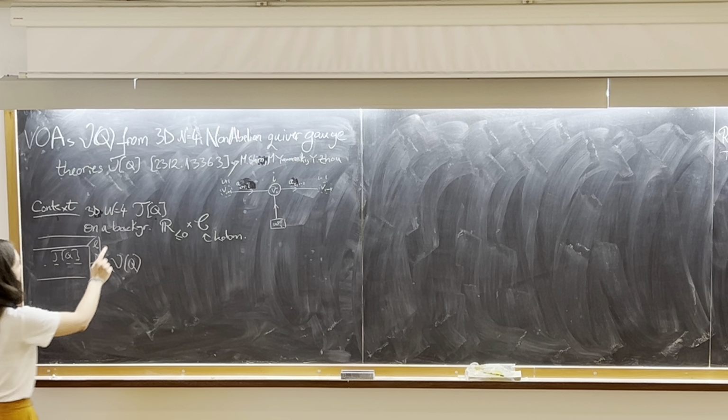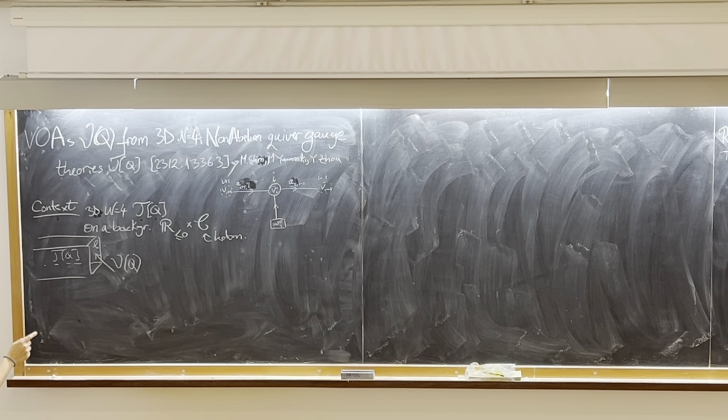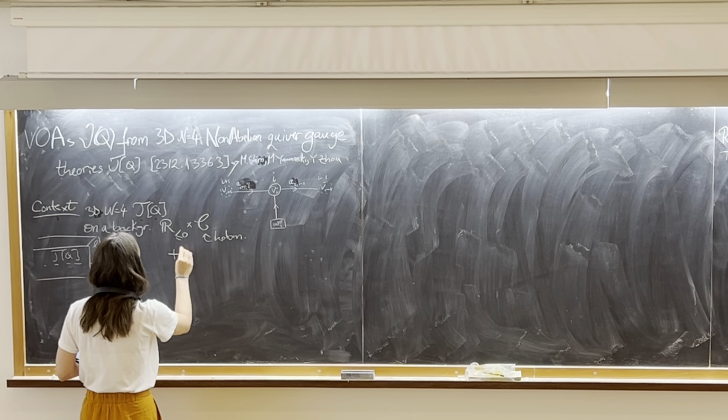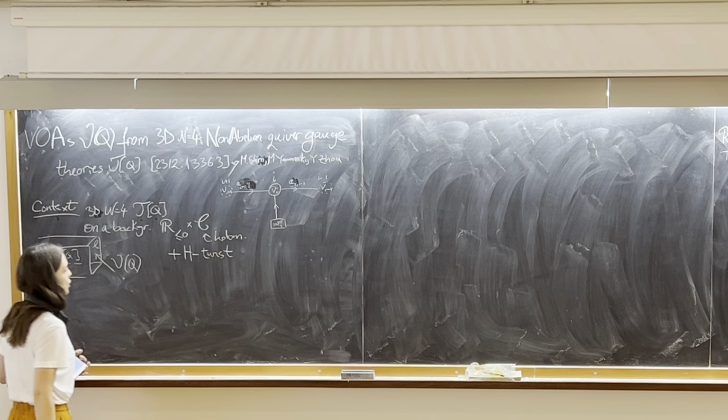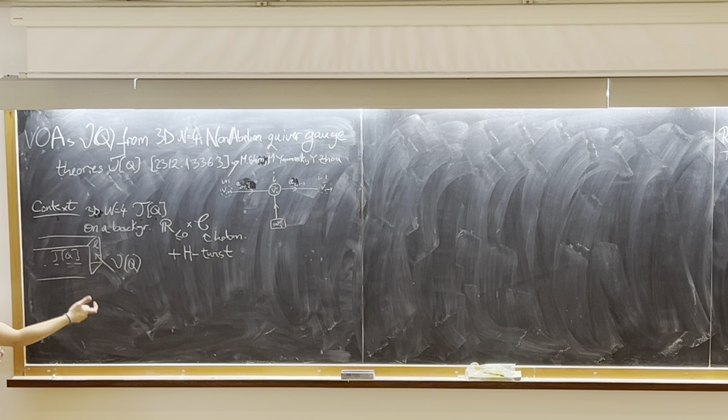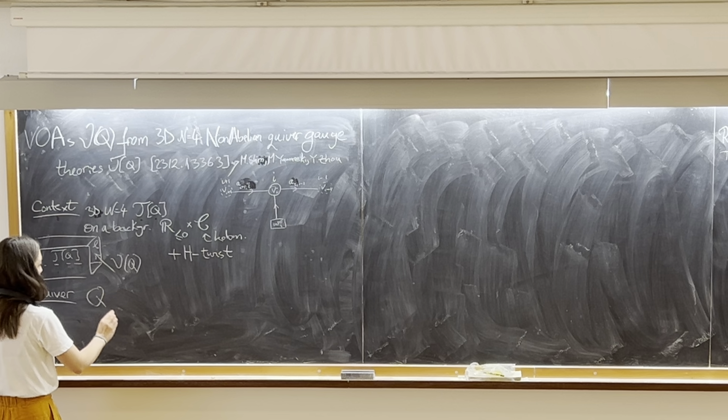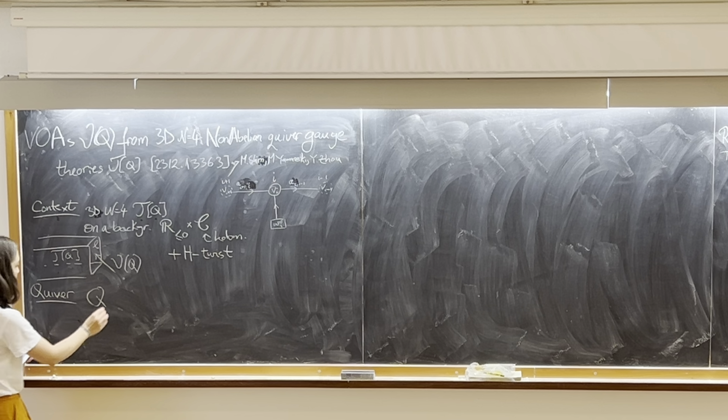And now, these theories, I said, are three-dimensional N=4 non-abelian quiver gauge theories, and they have a topological H-twist, which makes the twisted theory topological in the bulk and holomorphic on the boundary. So now the point to construct these VOAs is to start with the quiver data. So for the quiver, I've drawn a local portion of the quiver.